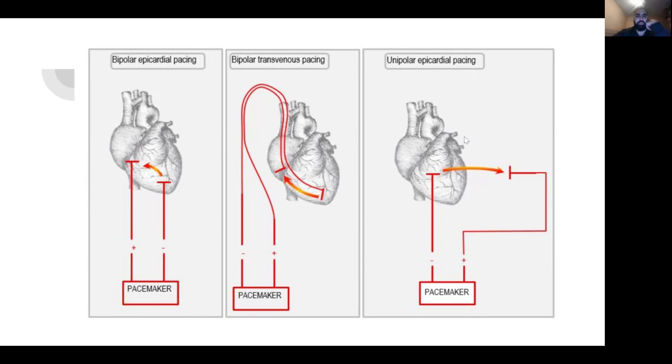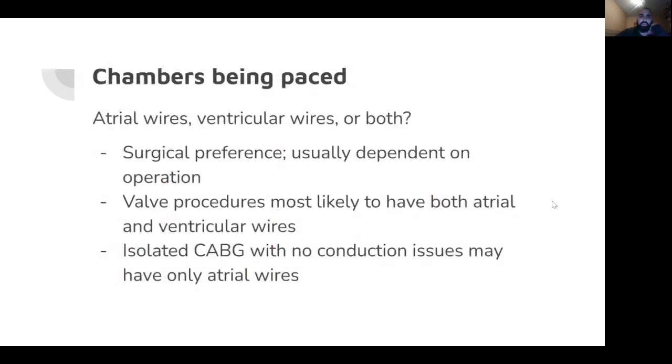So here you can see an image which in a gross way demonstrates that. Here we can see the bipolar epicardial pacing on the left. You can see that there's two wires that will be stitched onto the surface of the heart. There'll be a cathode and an anode, and again, it's the difference between the two. Note on this diagram, it looks like the two leads are far apart, but in reality, they're so close together you can barely see the difference. So this is just a diagram to help illustrate the concept of the completion of the circuit.